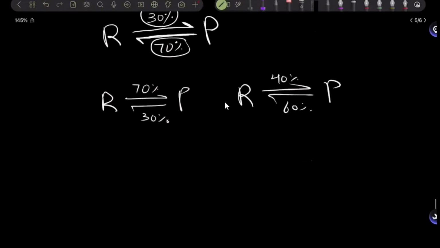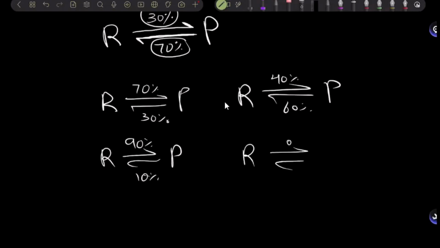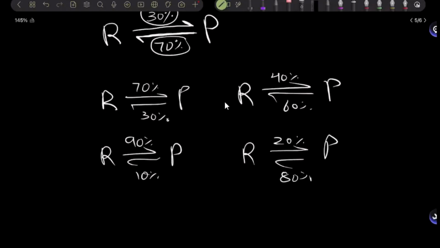All right. This split could also be 90-10, 90% forward, 10% backwards. This split could also be 20-80, 20% forward, 80% backward, or 80% forward, 20% backward. Right? But the point is that the forward reaction's rate is constant and the backward reaction's rate is also constant. They've decided now and established an equilibrium.